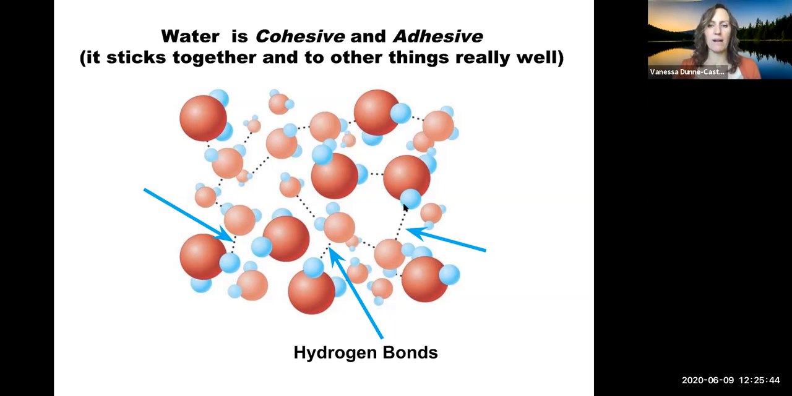So these hydrogen bonds will allow this kind of stacking of water molecules next to each other, or sometimes even on top of each other.